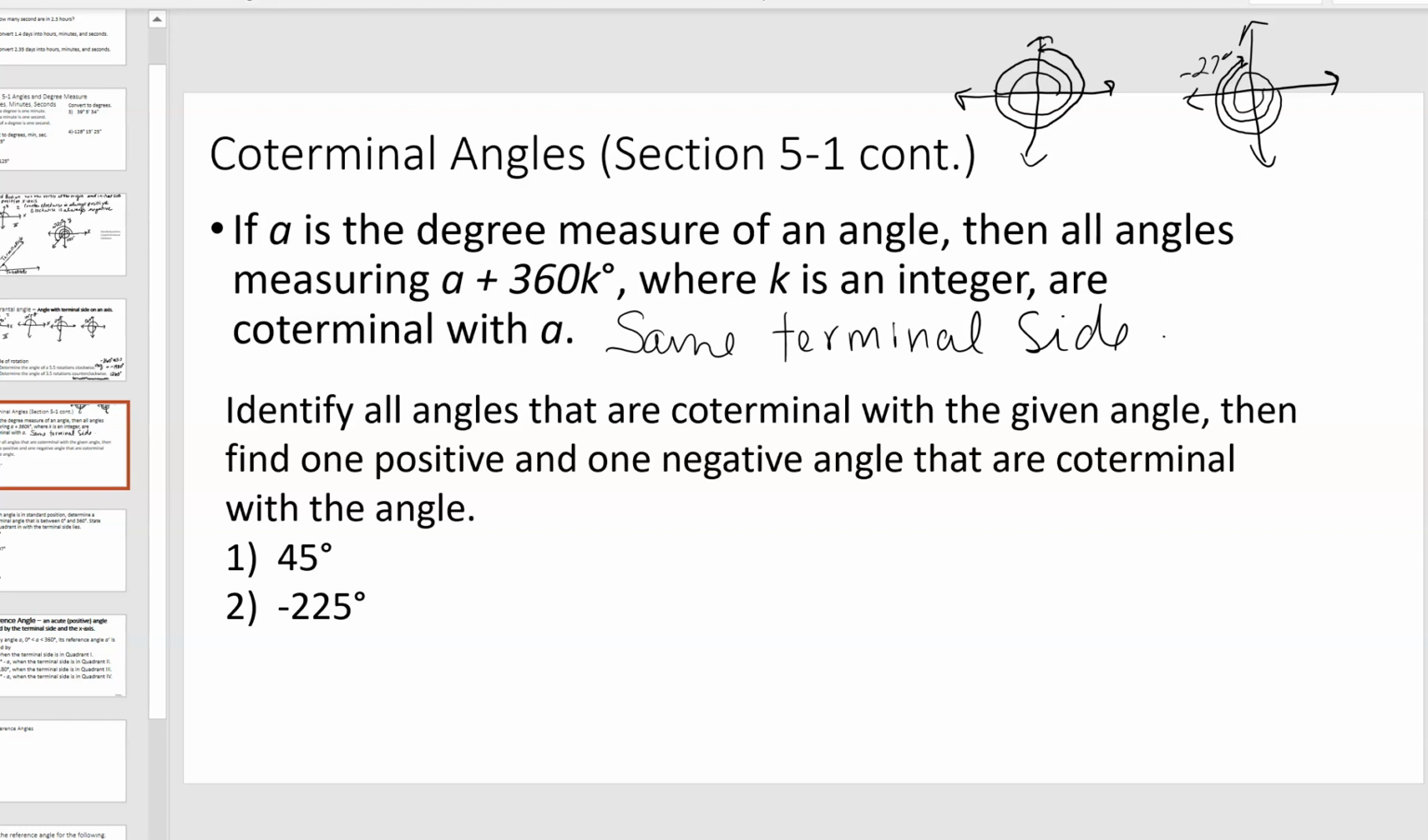Now, for these problems that we're going to try, it says identify all the angles that are coterminal with the given angle, then find one positive and one negative. In this situation, for all the angles, the answer is going to be an expression. The one positive will be very specific, and the one negative will also be a specific angle. So in most cases, when you have to find all the solutions, or when you have to find all of anything, I need you to start thinking in the abstract and start thinking like, oh, I've got to come up with an expression.